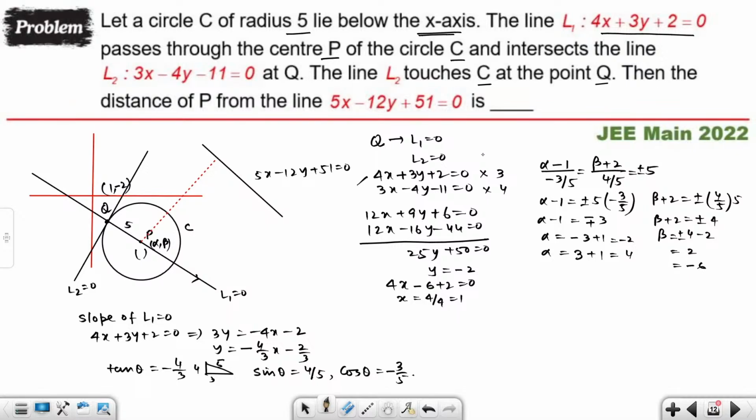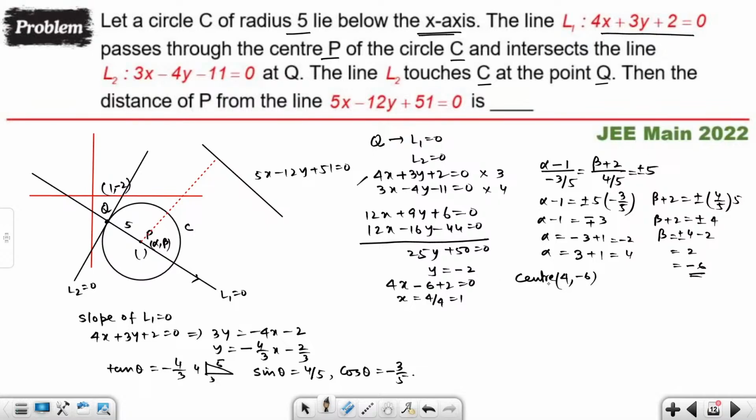Okay, but since they have said that the circle C is lying below the x-axis, therefore your beta has to be negative. The ordinate of the center will be negative. Therefore the center will be 4 comma minus 6. That is the center. Is it clear? Now you got the point. Now you know the center P.